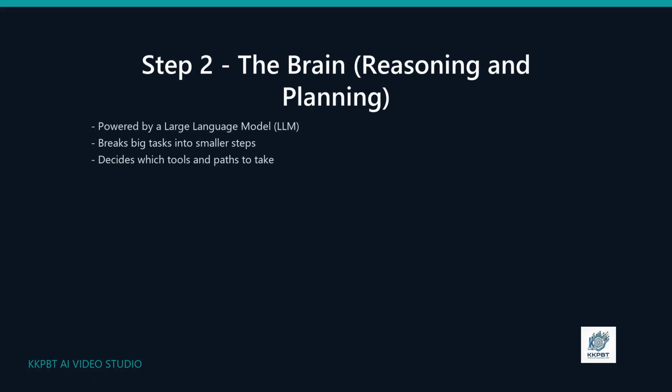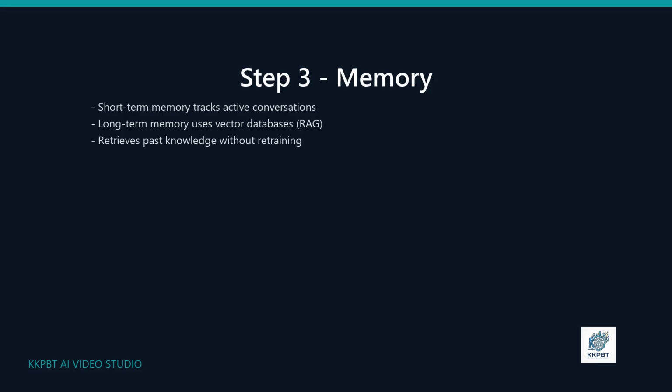Step 2 is the brain, which handles reasoning and planning. The core of this brain is a large language model, or LLM. When the brain receives input, it breaks the big goal down into smaller, manageable steps. It thinks about what needs to happen first, what to do next, and which tools to pick to get the job done right. Step 3 is memory.